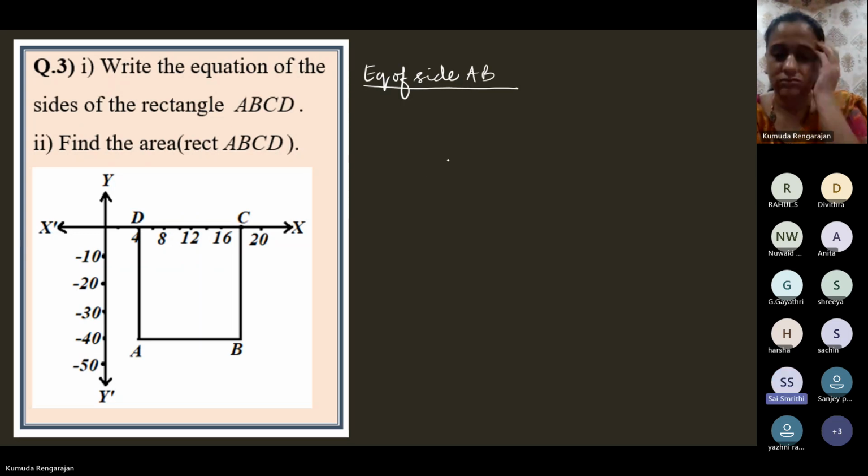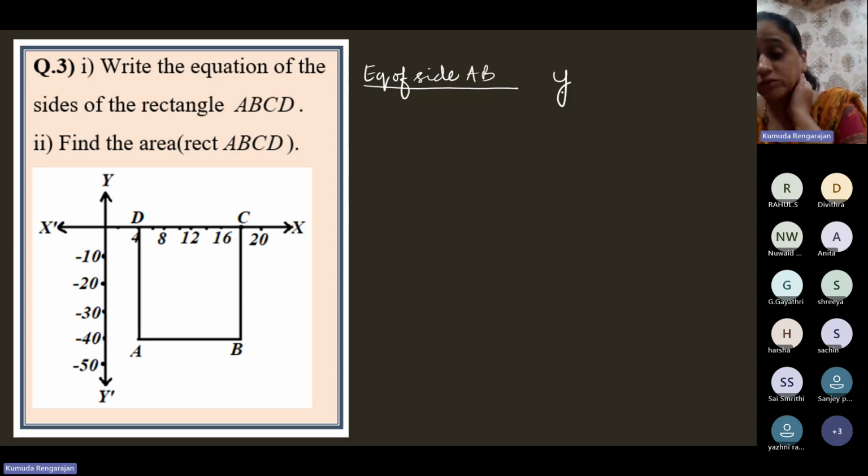y is equal to 0, is it? Yes, ma'am. Ma'am, y is equal to -40. Y is equal to minus 40. Correct. Y is equal to -40.